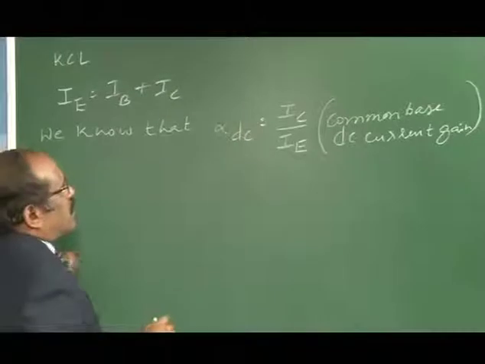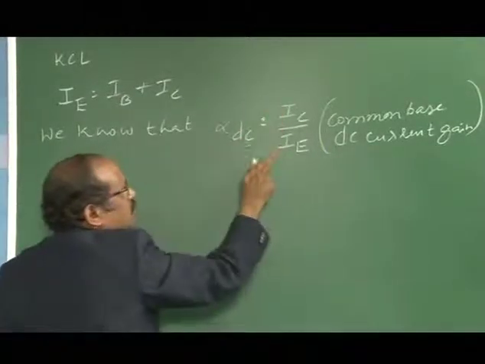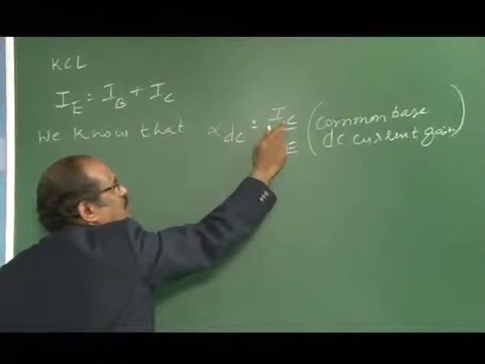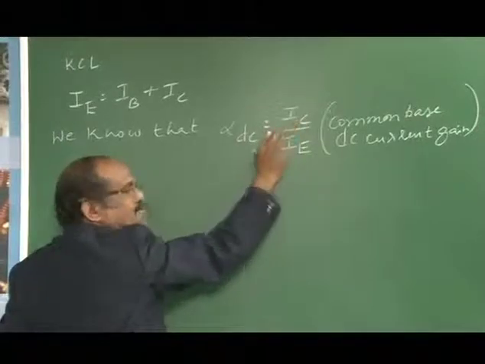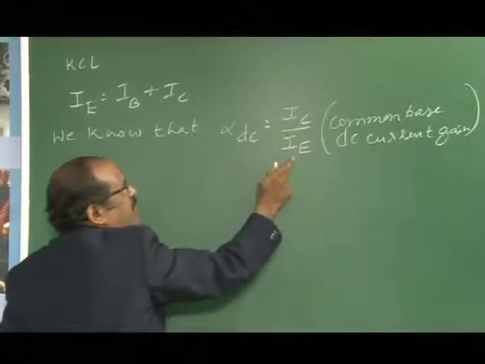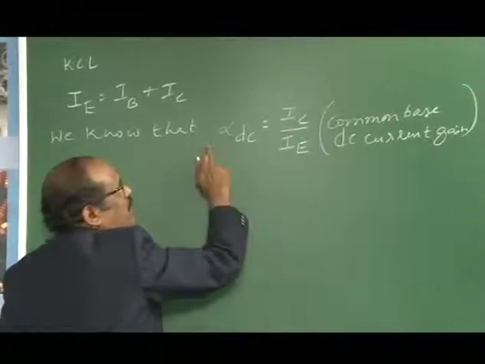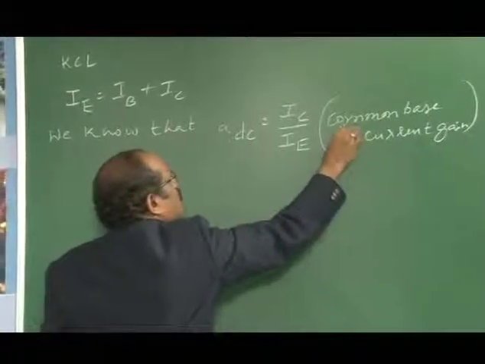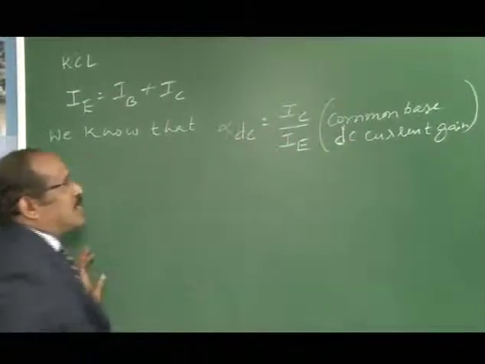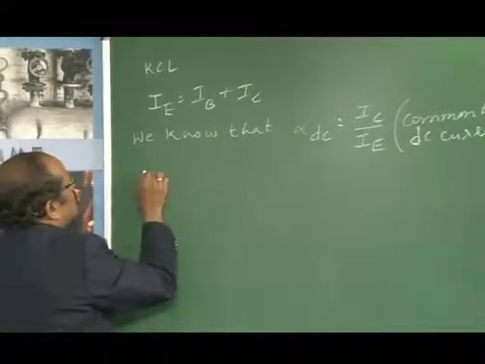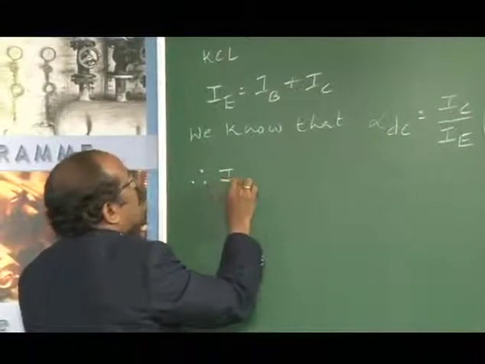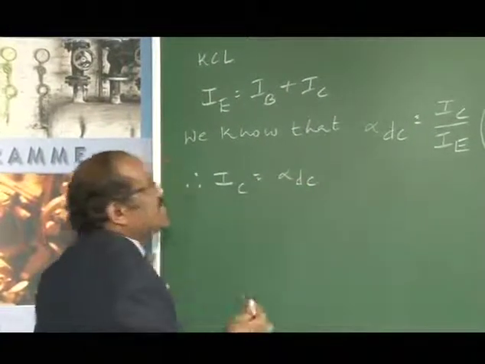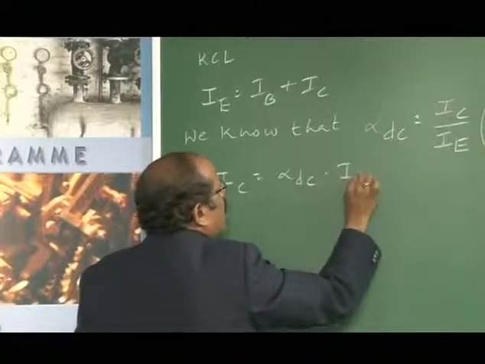Here the current gain, as you know, is a ratio of current by current. Gain means the ratio of output by input. In this common base configuration, please note that the collector current acts as the output current, whereas the emitter current acts as the input current. Therefore alpha DC, the common base DC current gain, is the ratio of the collector current to the emitter current. So IC is equal to alpha DC times the emitter current.